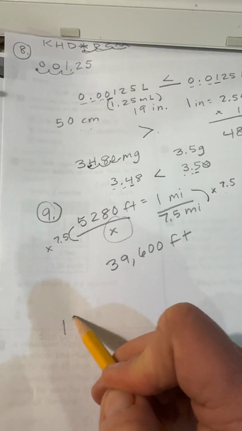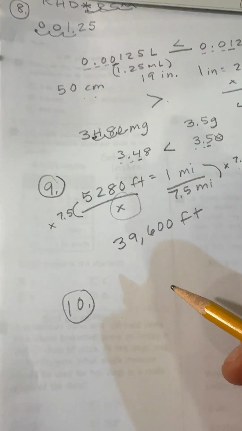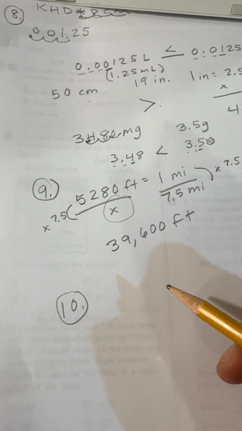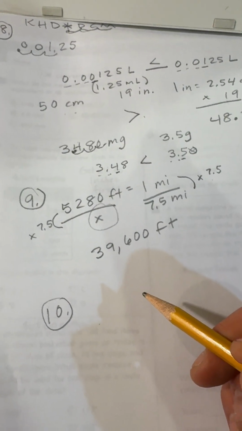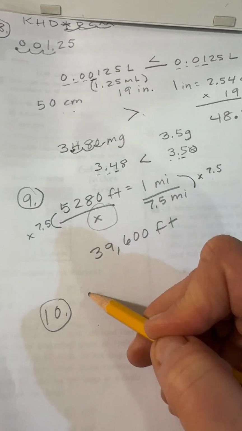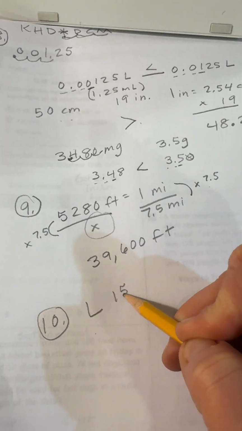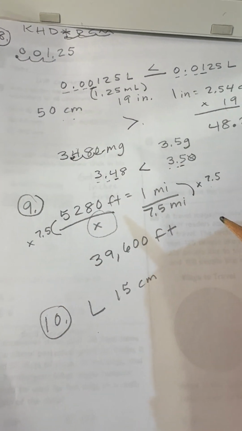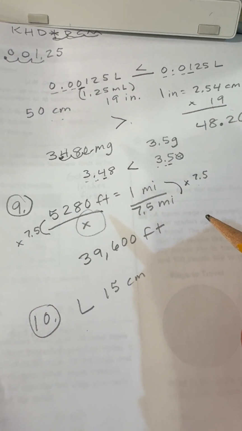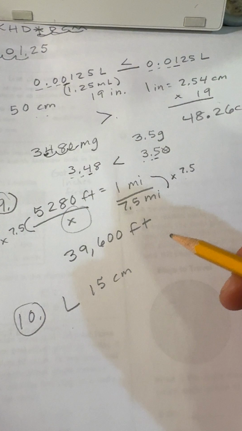Number 10 is asking a couple of different things here, so you've got to be really careful on how you read it. Brianna's pet lizard measures 15 centimeters long. Okay, so lizard, 15 centimeters. Her goldfish measures 127 millimeters long.